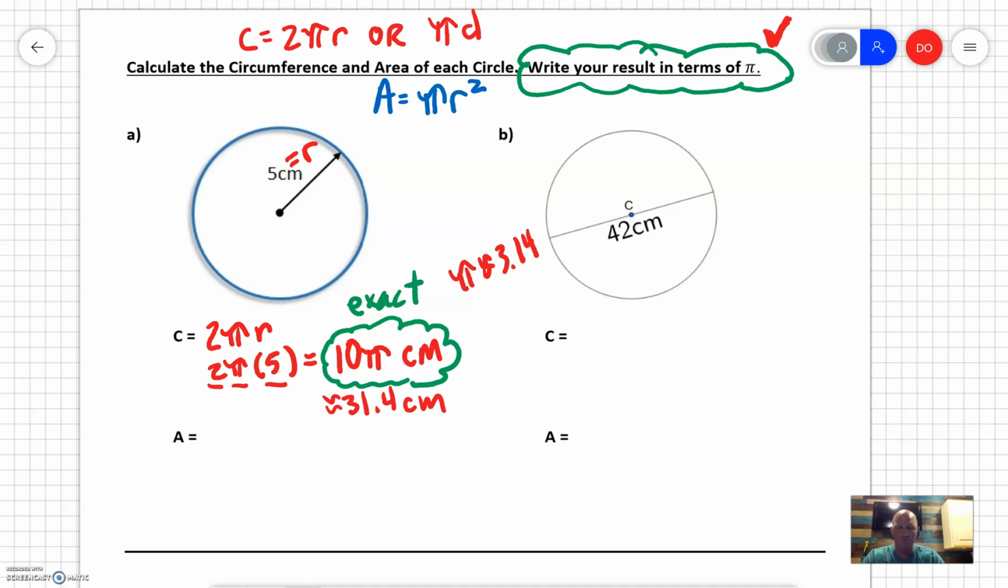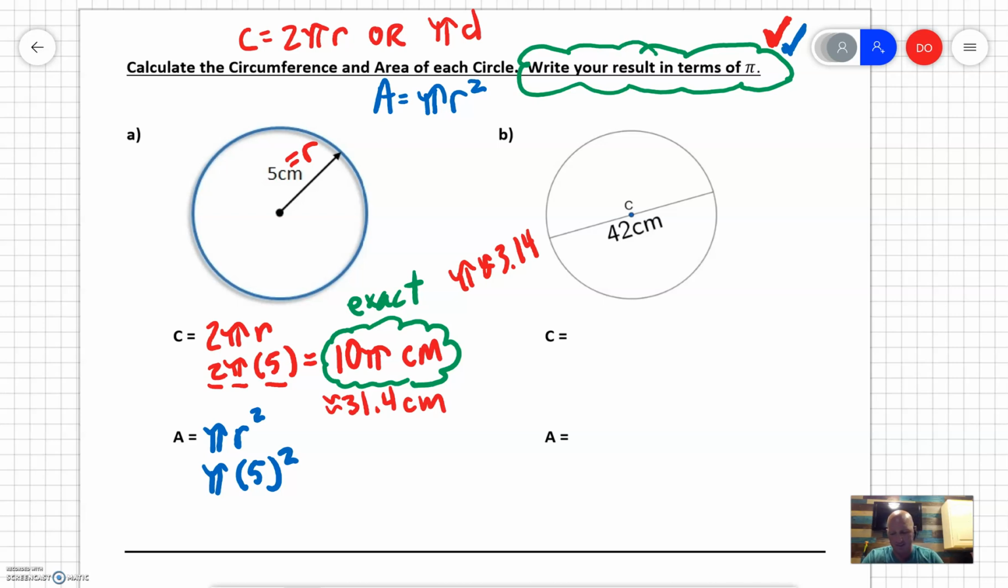Okay, let's travel to the area. So if I'm calculating the area of a circle, I'm going to take pi and I'm going to take the radius and I'm going to square that. So the radius here is 5. So I'm going to do 5 squared, which is 25. And again, I want to write my answer in terms of pi.